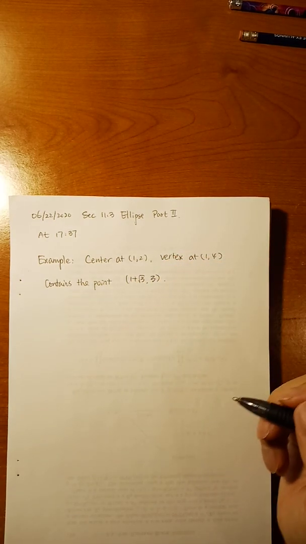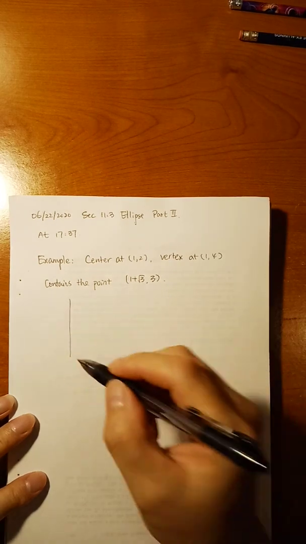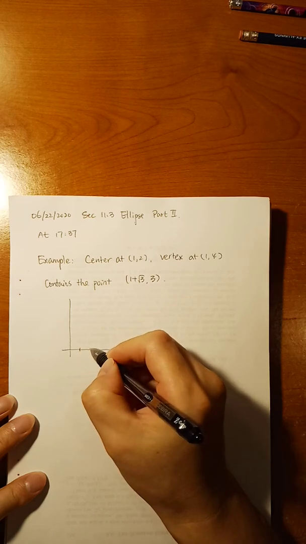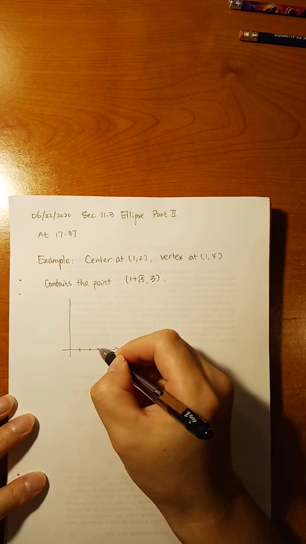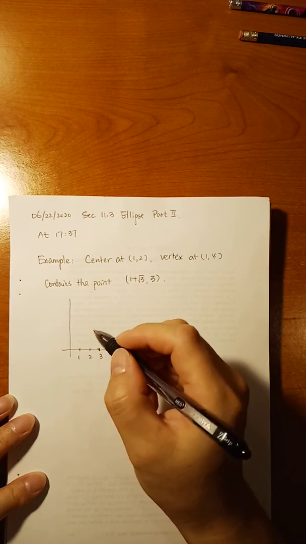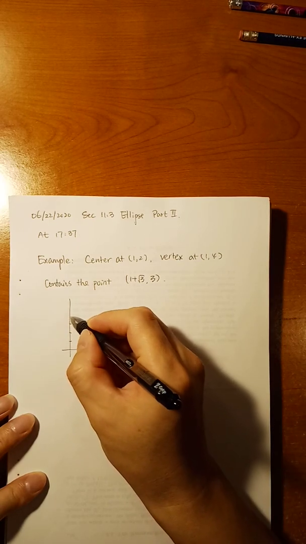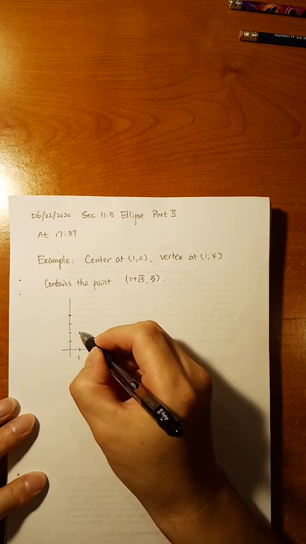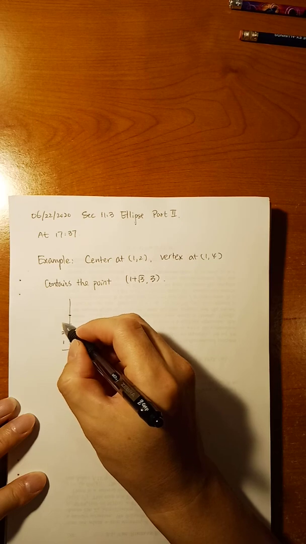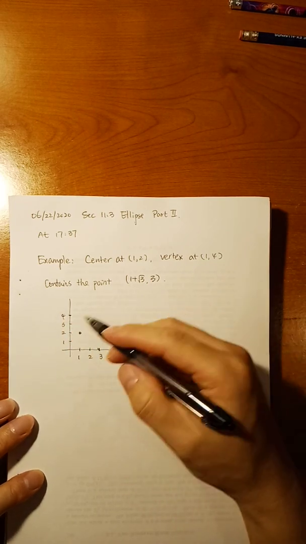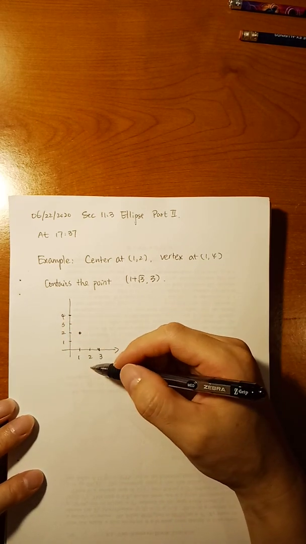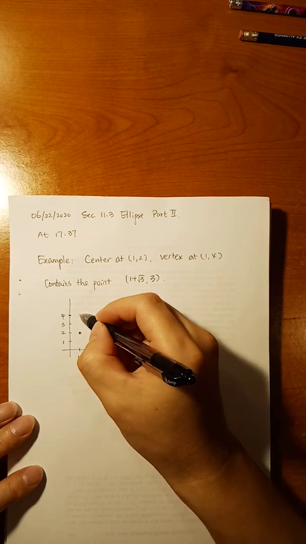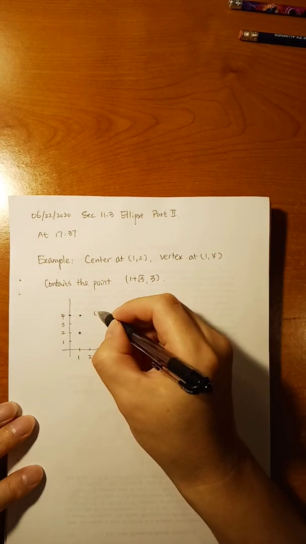Okay. My mistake happened when I tried to locate those points. Okay, so this is 1, 2, 3. You go up 1, 2, 3, 4. Okay, so the center is 1, 2. 1, 2 should be here. In the original video, I put it at the 1, 1 position, so that's why I got a different constant. And the vertex is 1, 4. So this is 1, 4.